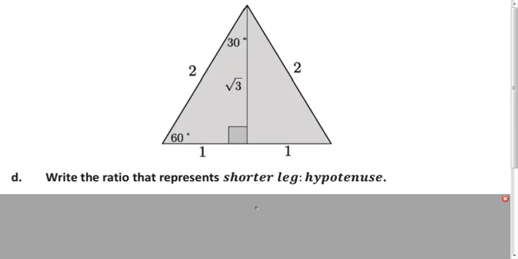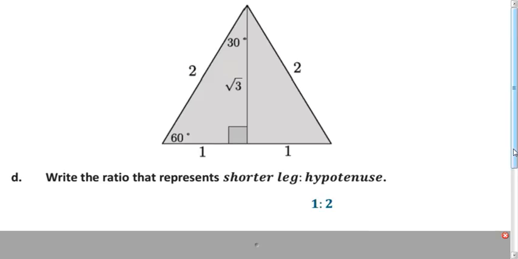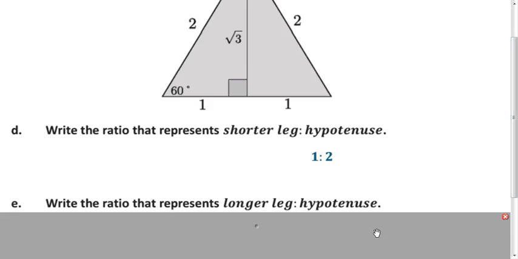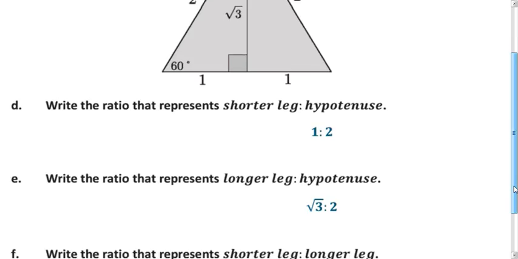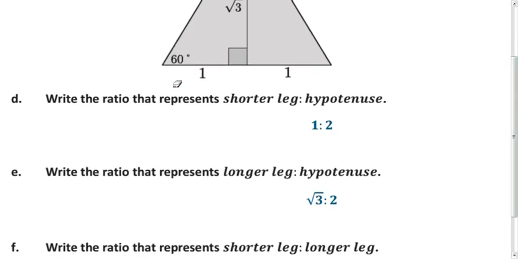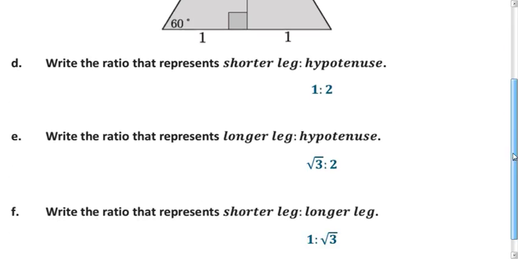So let's write our three ratios here. Shorter leg to hypotenuse would be 1 to 2. Longer leg to hypotenuse would be square root of 3 to 2. And finally, shorter leg to longer leg would be 1 to the square root of 3.